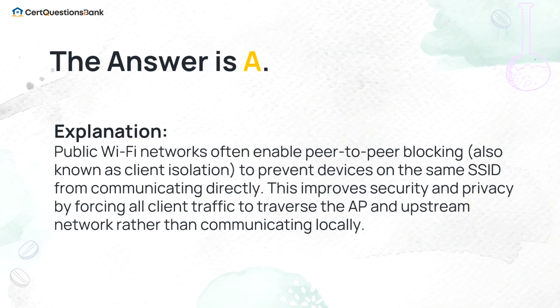Public Wi-Fi networks often enable peer-to-peer blocking, also known as client isolation, to prevent devices on the same SSID from communicating directly. This improves security and privacy by forcing all client traffic to traverse the AP and upstream network rather than communicating locally.